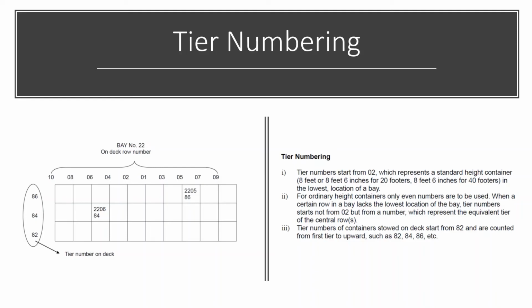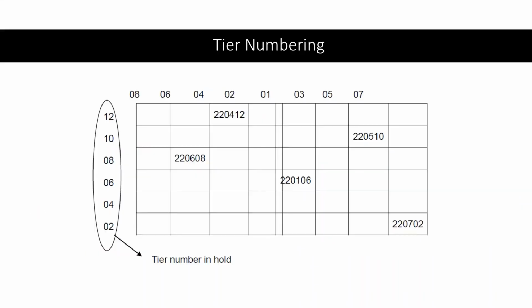Now you can see here the tier numbers start from 82, then go up to 84, 86. So basically the lowest tier is called 82, and then the tier after that is called 84, and the third tier is called 86. So it goes on like that. You can go up to 88, 90, 92, depending on how many containers you are loading in every tier. All right, so that is how it goes. I'll show you another slide as well. So this is how it shows.